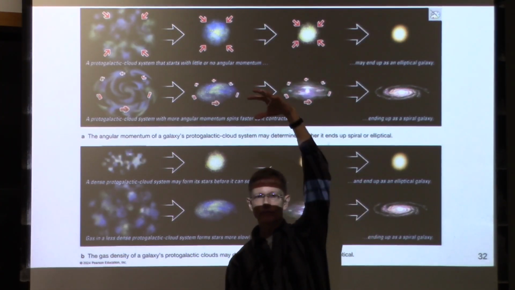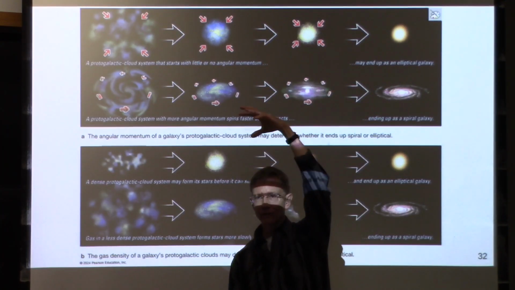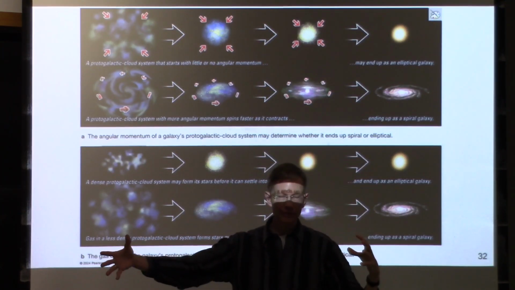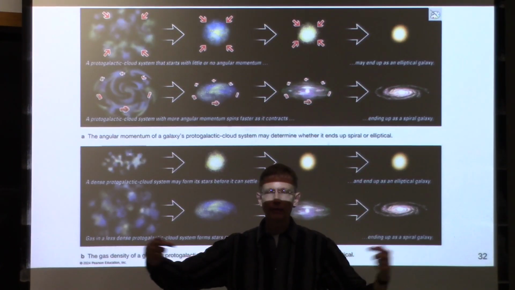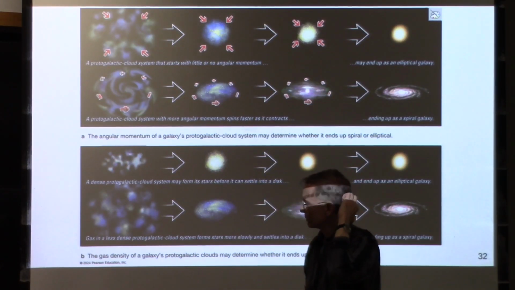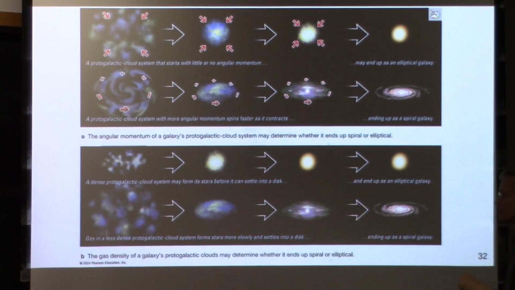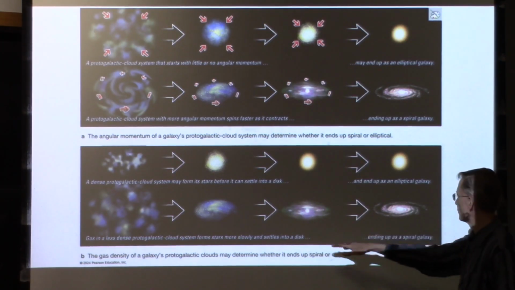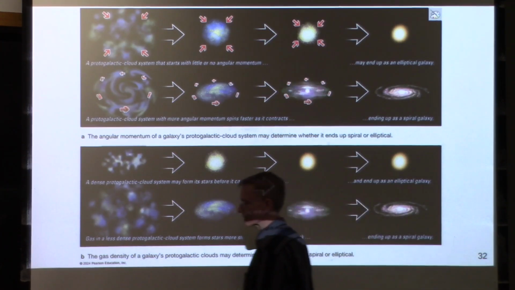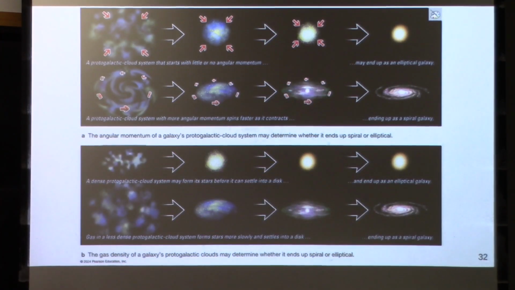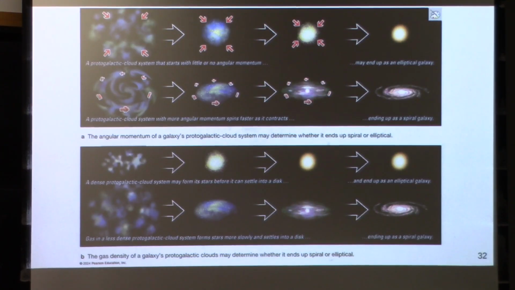It's easier for stuff to fall in perpendicular to the disk along the axis of rotation than within the plane of the disk, perpendicular to the axis of rotation. There's a sort of centrifugal repulsion, so to speak. And so, if it's less dense, it may have time to settle into a disk and end up as a spiral galaxy. This need not be an either or. It's probably a combination of how much angular momentum the protogalactic cloud system had and how dense it was that determines whether galaxies end up as spirals or ellipticals.